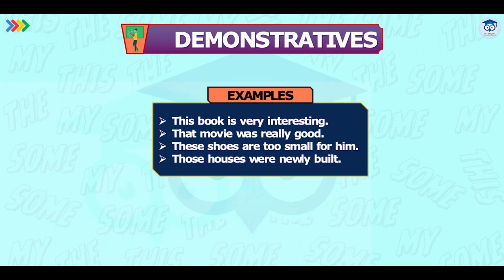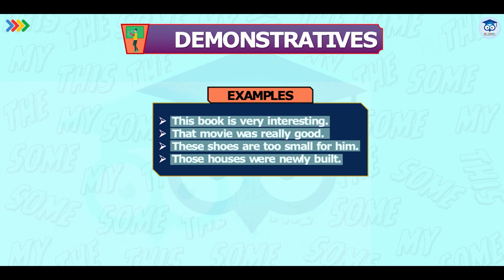Let's see them in action. When someone says, "This book is very interesting," they are pointing to a specific book that is close by. "That movie was really good" suggests the movie is being recalled from some distance in time or place. In "These shoes are too small for him," these points to the shoes that are nearby and plural. And in "Those houses were newly built," those refers to multiple houses that are farther away or not present right now.